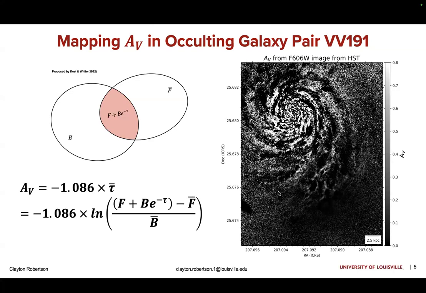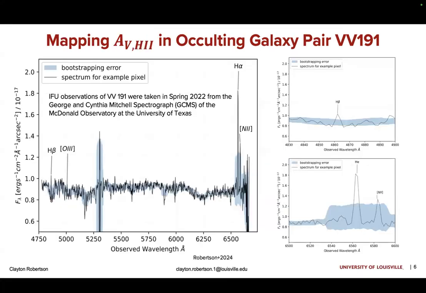So what's here is the attenuation measurement, based on the spiral arms themselves causing it. A lot of it is based on the stellar continuum. There are many different ways to measure attenuation, and this is one way, using an occulting galaxy pair. A couple of years ago, we had a wonderful opportunity to measure attenuation in VV191 in another way, using the Balmer decrement.